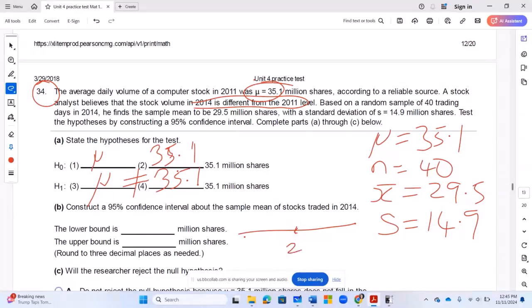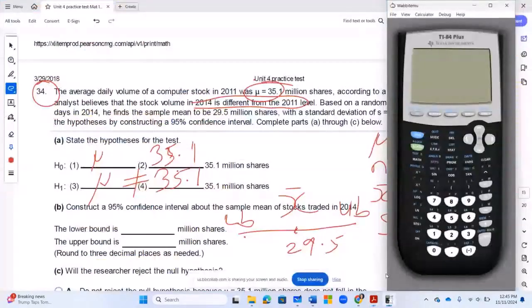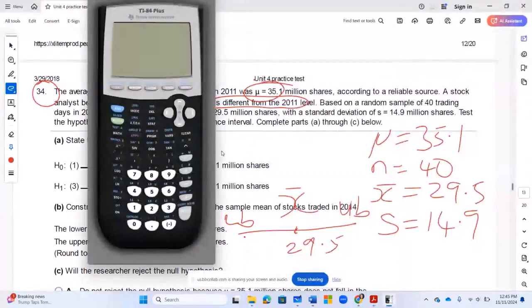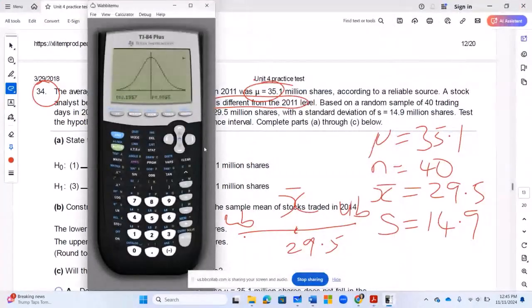X bar is 29.5. That is X bar. And this is the lower bound. This is the upper bound. All right, so I'm going to my calculator to use the confidence interval to do the hypothesis testing.